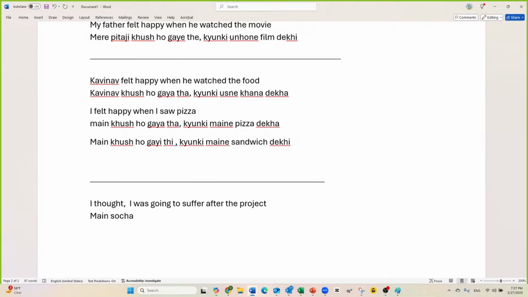Slowly and gradually, I'll teach you all these rules. Need not worry about them now. So you'll just simply say maine socha, and then what happens after that? I again. So we'll say main. And then what happens in Hindi sentences? Suffering is a verb. The verbs always come at the end. So we'll put the verb at the end, which is seh.